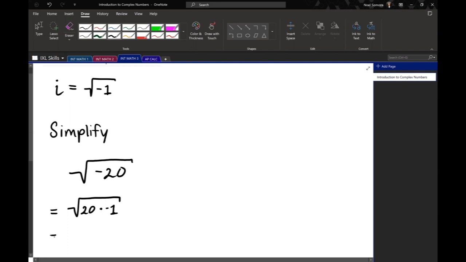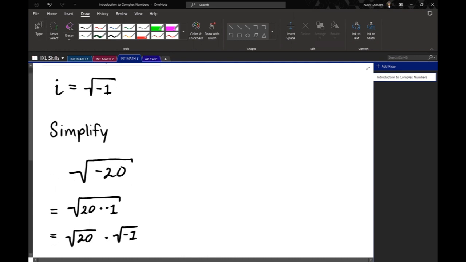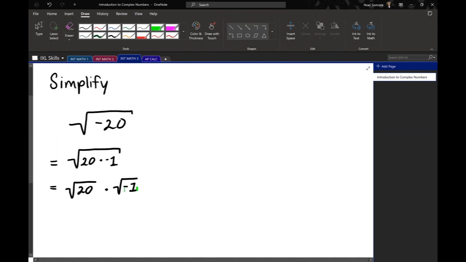What that allows us to do now is say, well, this is actually going to be the square root of 20 times the square root of negative 1. We know what the square root of negative 1 is. We know that that is i. So this is going to allow us to substitute the square root of negative 1 with the letter i. And then what I have is the square root of 20 times i.